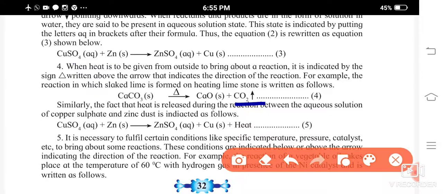For example, the reaction in which slaked lime is formed on heating limestone is written as follows. Now see, here you can see the slaked lime has been formed. Now the reaction is shown, the direction of the reaction is shown with an arrow, and this calcium carbonate is heated. Now the heat supplied is shown with this sign.